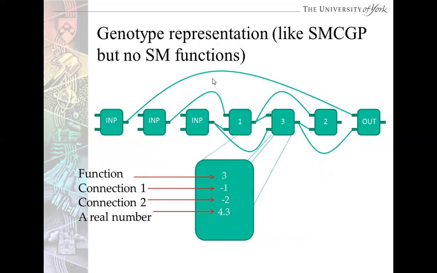Actually, Simon Harding used a genotype representation for this particular work, which was like SMCGP, but he didn't have any self-modifying functions in it. So in other words, he had relative addressing, as you can see here, function genes, and he has a floating point parameter. So it's interesting that some of the aspects of the SMCGP representation can be carried over to a slightly different form of CGP.